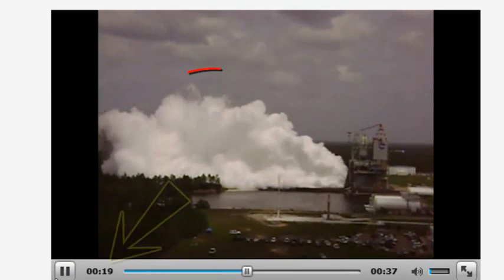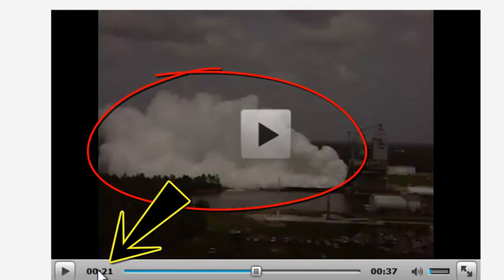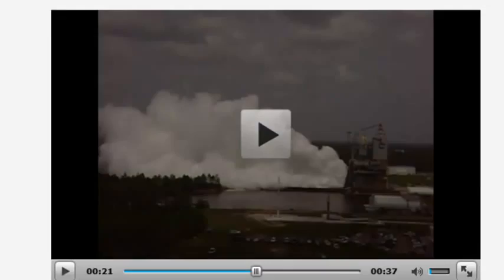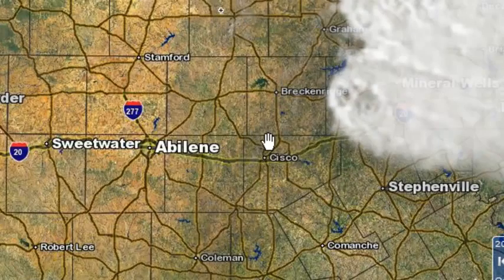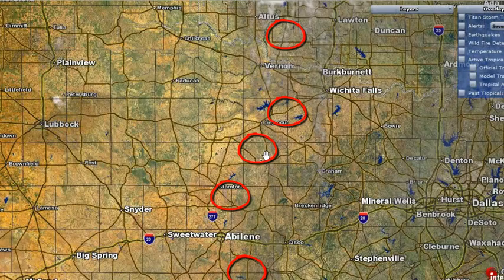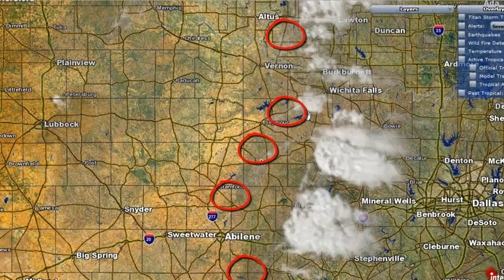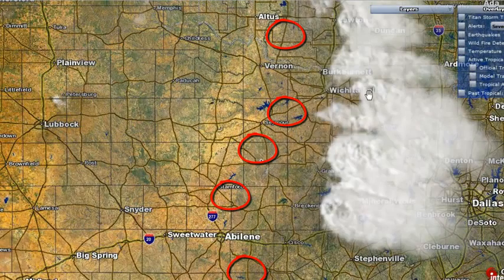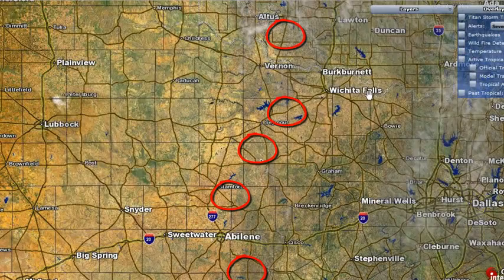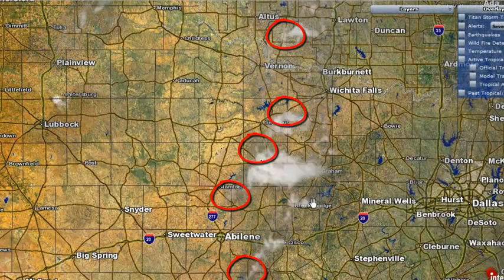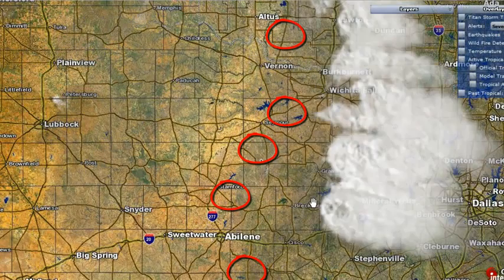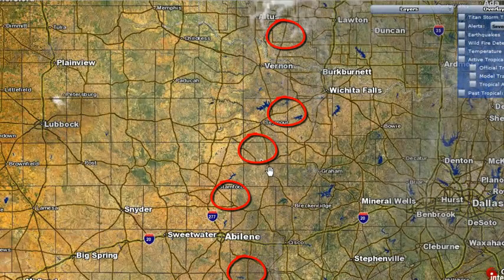That's 21 seconds. 21 seconds. Okay, watch right up here. And it goes off to form the cloud. Okay, let's move it up. Up here where the tornadoes are.